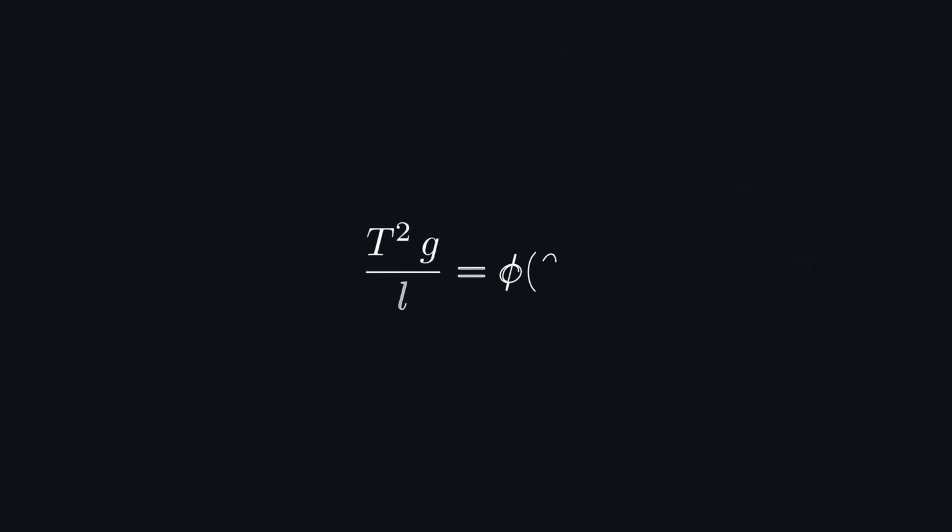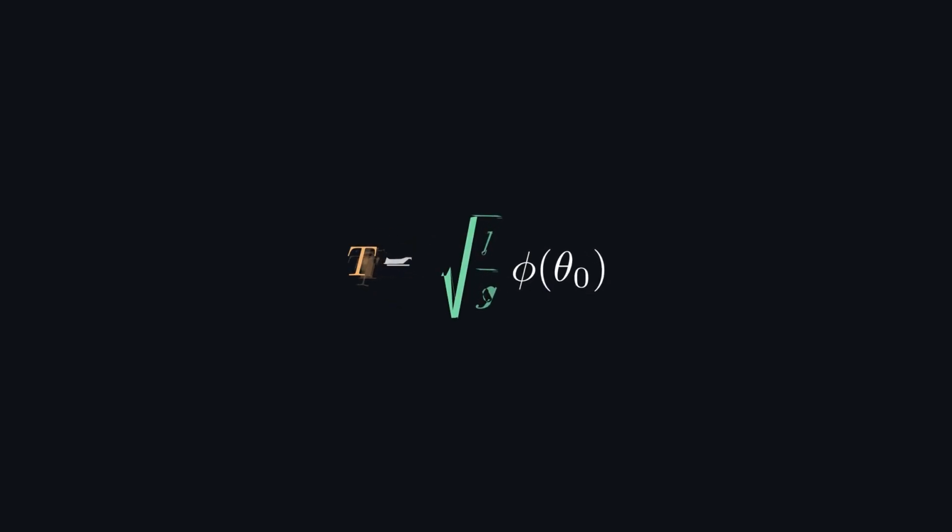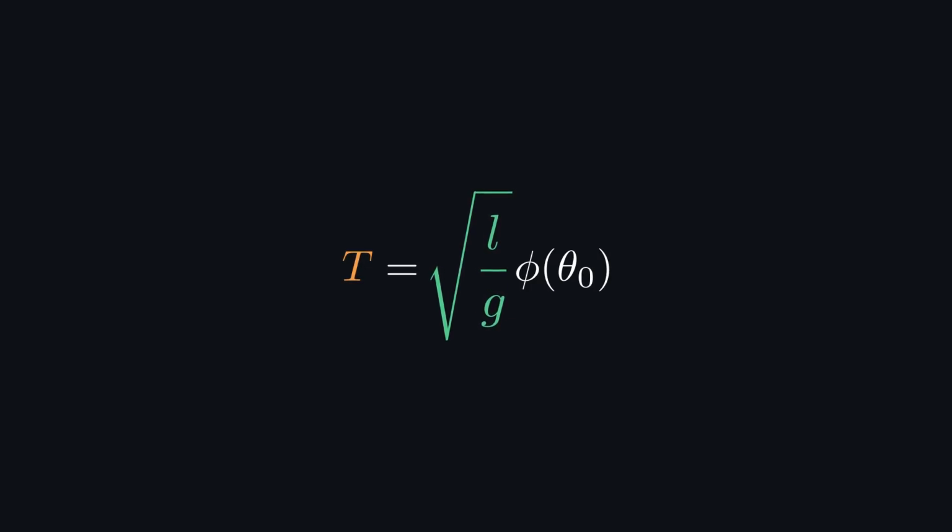The theorem says the first group is just some function of the second. Rearrange it and the period pops out. T equals the square root of length over gravity, times some function of the starting angle. The theorem nails the shape of the law, it just can't tell us that leftover function.